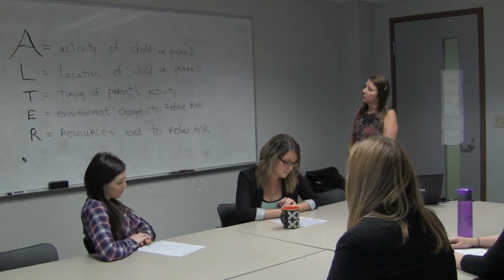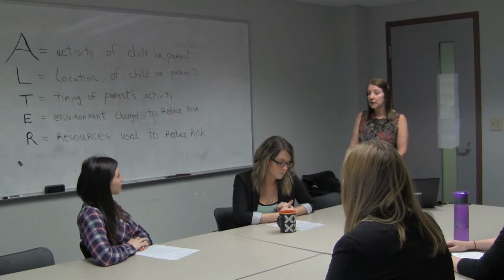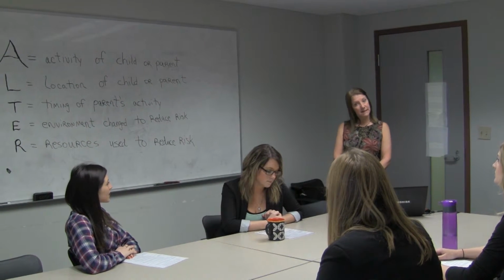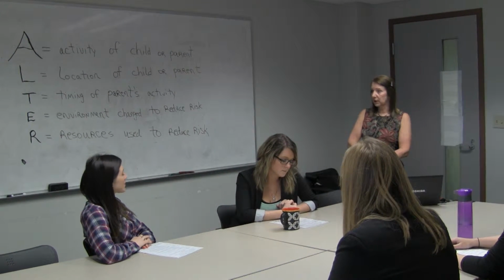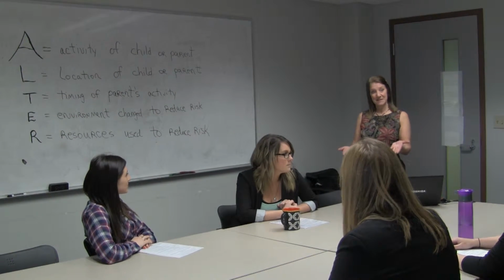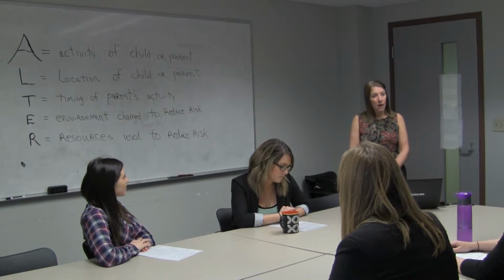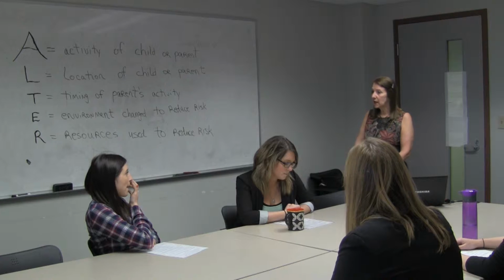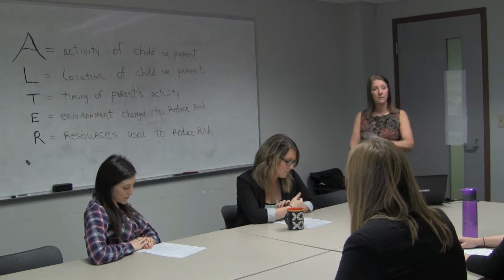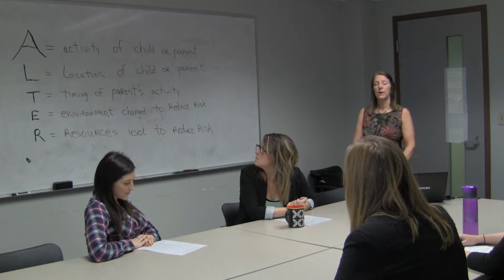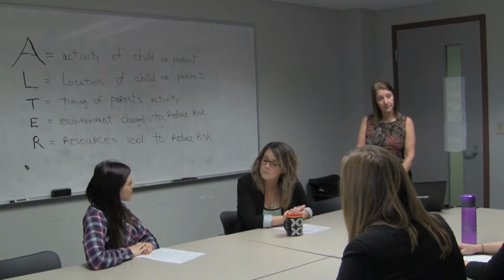So the A refers to activity. So this could be activity of the child or activity of the parent, and the idea is that you want to try and reduce risks of injury and improve safety as a consequence of that. And changing the activity of the child sometimes can allow you to do that, or changing your own activity might allow you to do that. So A is to help you think about what's the activity and is there a way I can change something about it that would reduce risk of injury for my child.